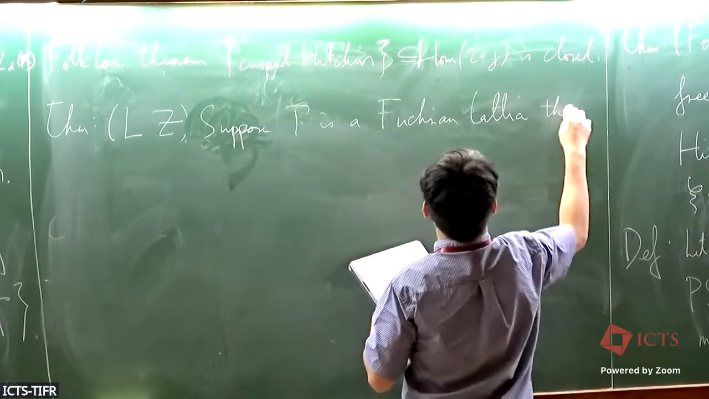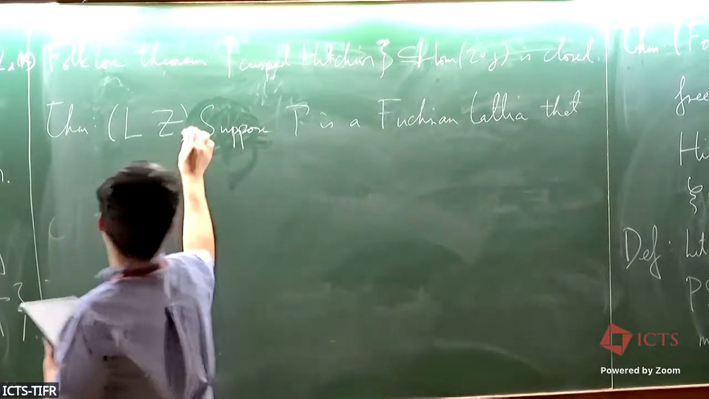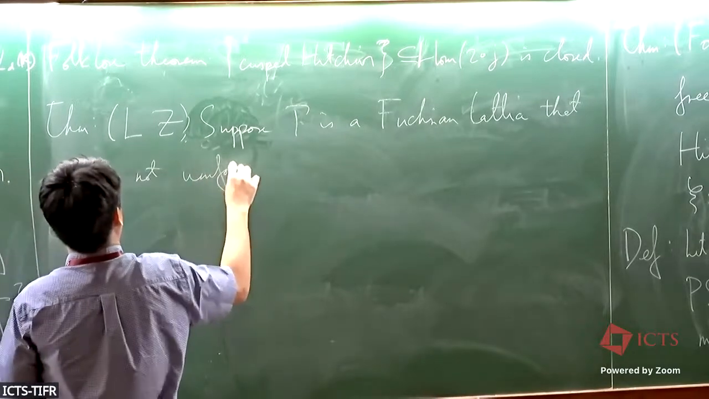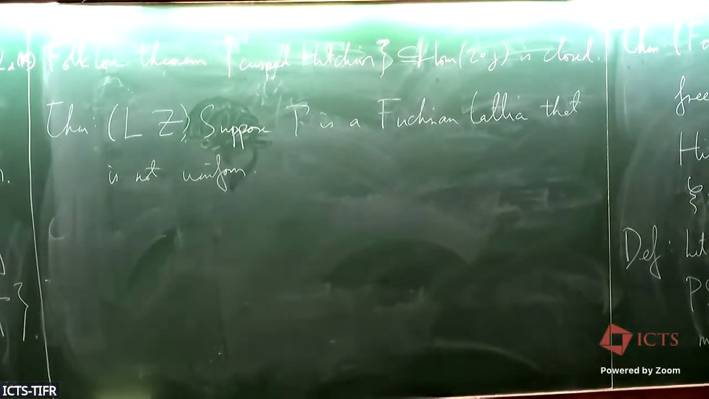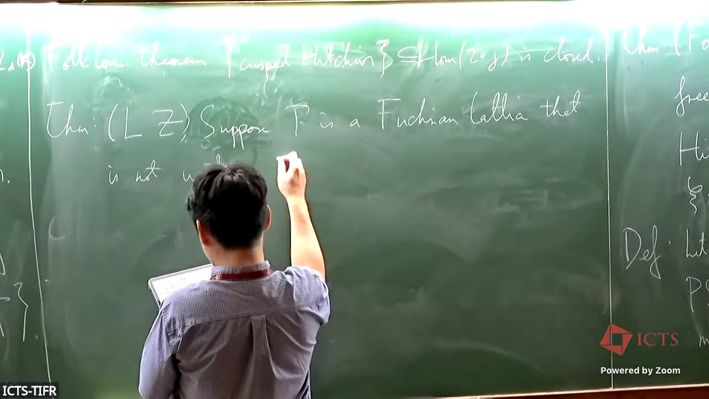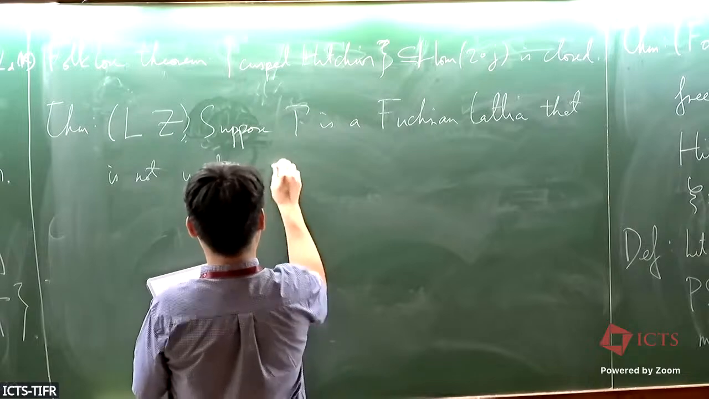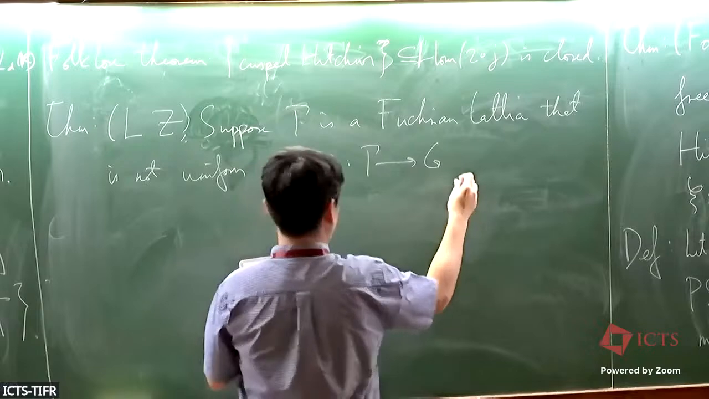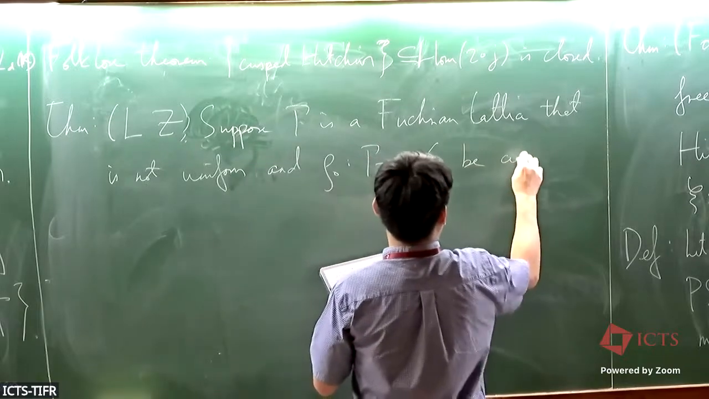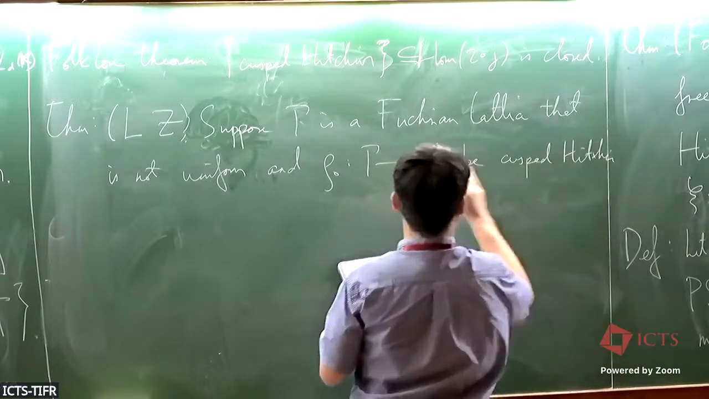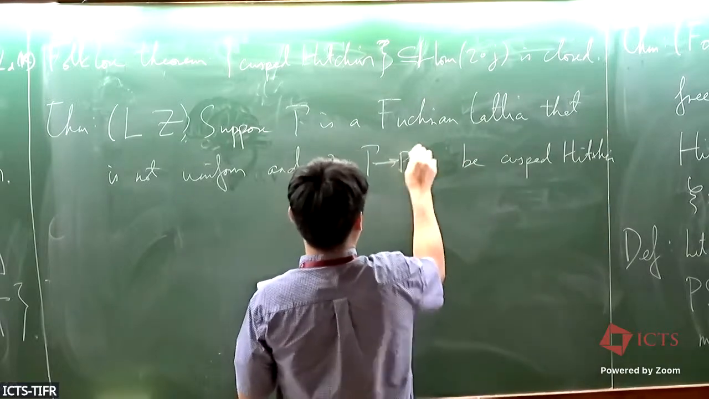That is not uniform. Okay, I need to have at least one cusp. Then, okay, and rho naught from gamma to G be cusp Hitchin. G is PSL_d R.